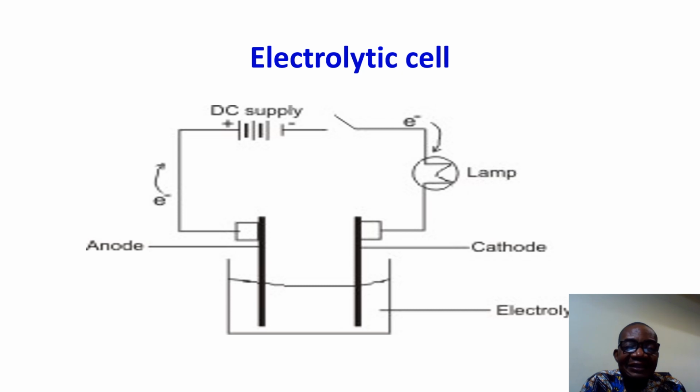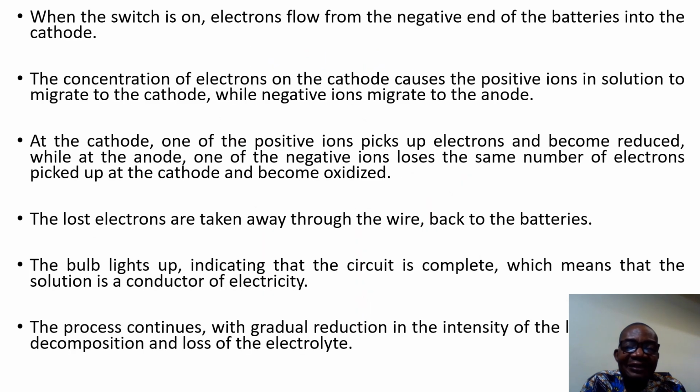We can see that this is the positive terminal of the battery. It is connected to the anode. This is the anode of the electrolytic cell. The positive terminal, the longer terminal, is the positive, and positive is written here. The positive terminal is connected to the anode, while the negative terminal is connected to the cathode.